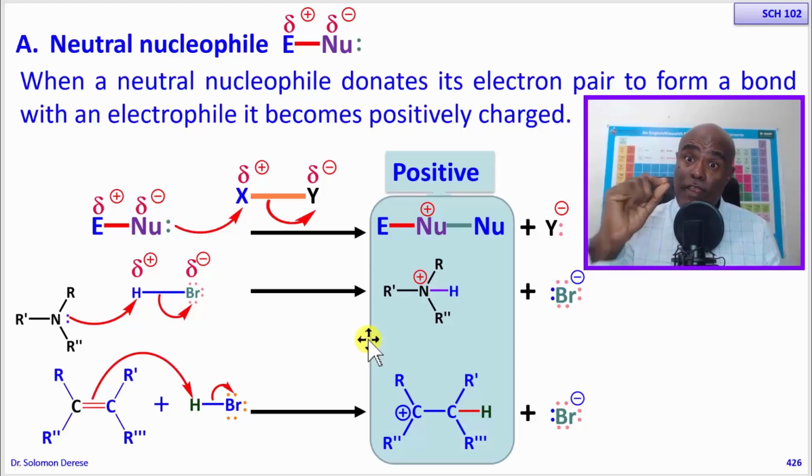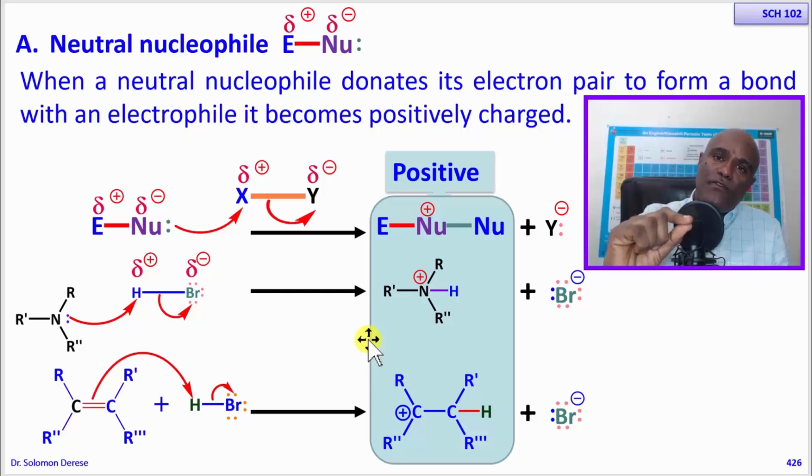The nucleophilic center, in the case of 4-aminophenol, is the nitrogen. So when the nitrogen forms a bond with the carbonyl carbon of acetic anhydride, when it uses its electrons to form a bond with the carbonyl carbon, that nitrogen becomes positively charged.